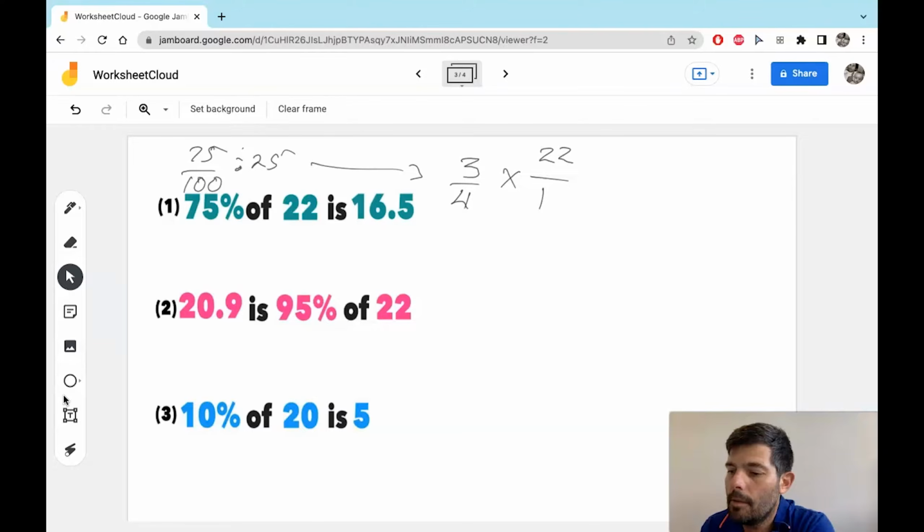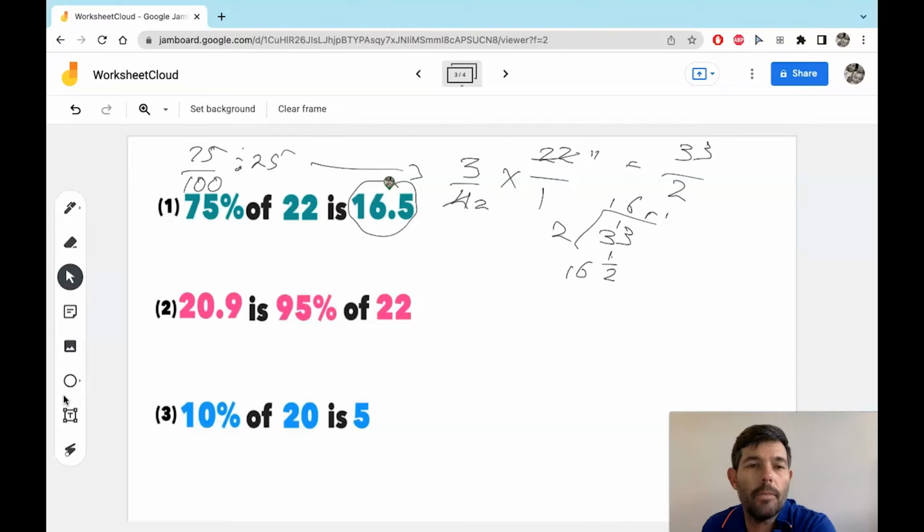I know I can simplify this. So I now have 33 over 2, which means 33 divided by 2. So we'll do a little short division sum. 2 goes into 3 once with 1 left over. 2 goes into 13 6 times, remainder 1. So my answer is 16 and a half, remainder 1 over 2, which is 16.5. Okay, so I'd agree with statement number 1.